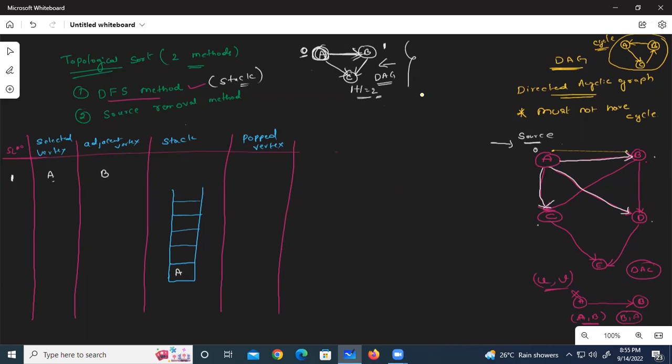Now select the adjacents of this particular B. B has two adjacents. One is C, another one is D. Correct? So that is the reason why I am selecting B here, and I am pushing this B into the stack. That's it. Again, what are the adjacents of B? One is C, another one is D.